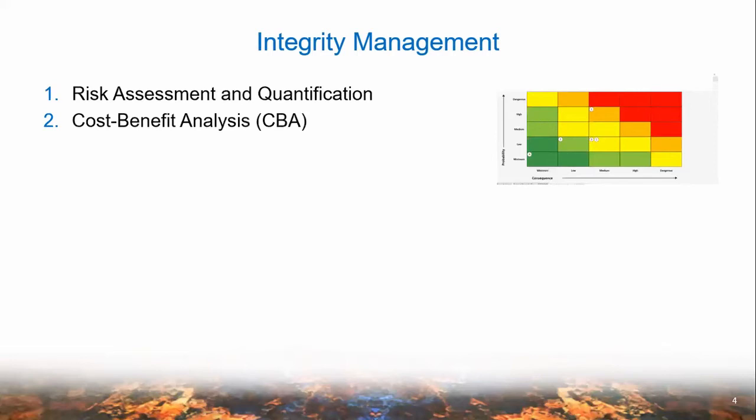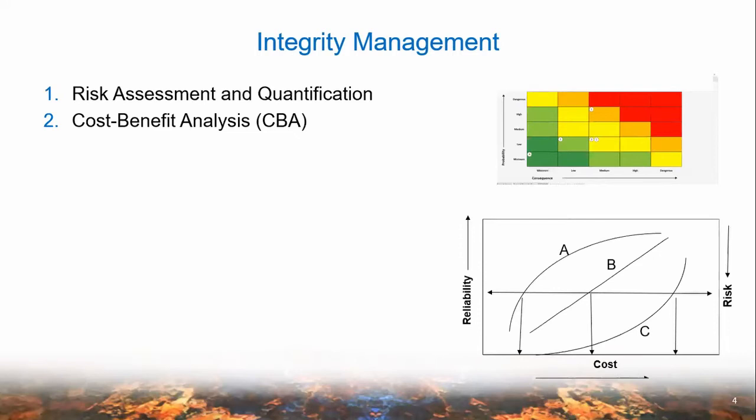Before implementing mitigation strategies to bring the risk down from the red or orange zones, we normally perform cost benefit analysis or CBA. To reduce risk or to increase reliability, we incur cost. Spending money should bring us benefit. Depending on the types of pipelines, operating conditions, and other factors, the relationship between reliability and cost may take three forms.